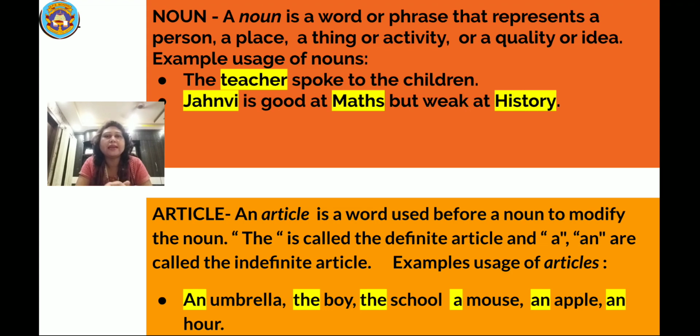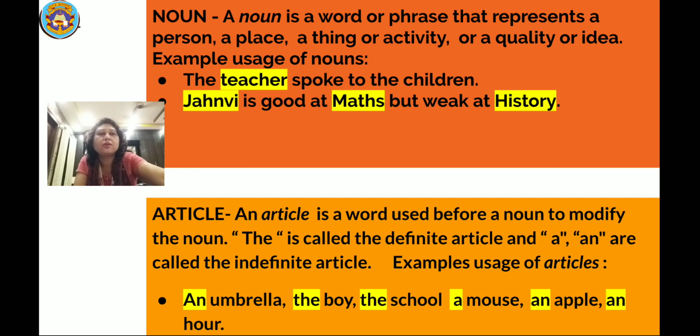Alright. Then next one is article. Now what is an article? An article is a word which is used before a noun to modify the noun. So you can see, as you have already learned, I guess, in your English classes, the is called the definite article and a and an are called the indefinite article. So examples, you can see an umbrella, the boy, the school, a mouse, an apple, an hour. So all these come under article.